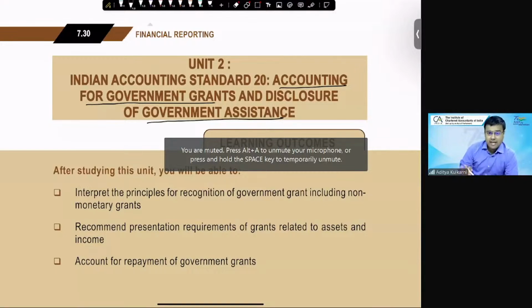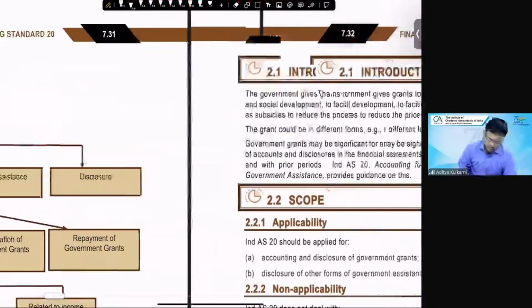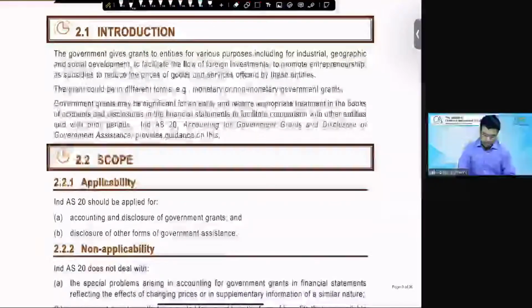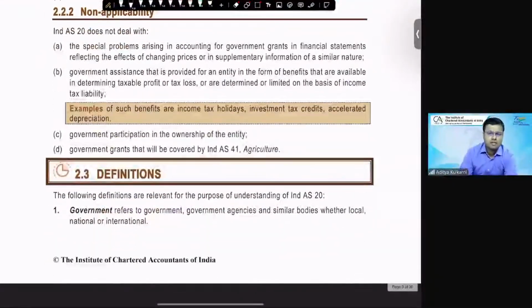Okay. So with that background, let us understand what is the meaning of government in the first case, what is the meaning of government grant, and what is the meaning of government assistance. Because all these three things we should understand before we can move on to looking at this particular standard. When we talk about government, we'll come back to the applicability, scope, etc. after we see the definitions.